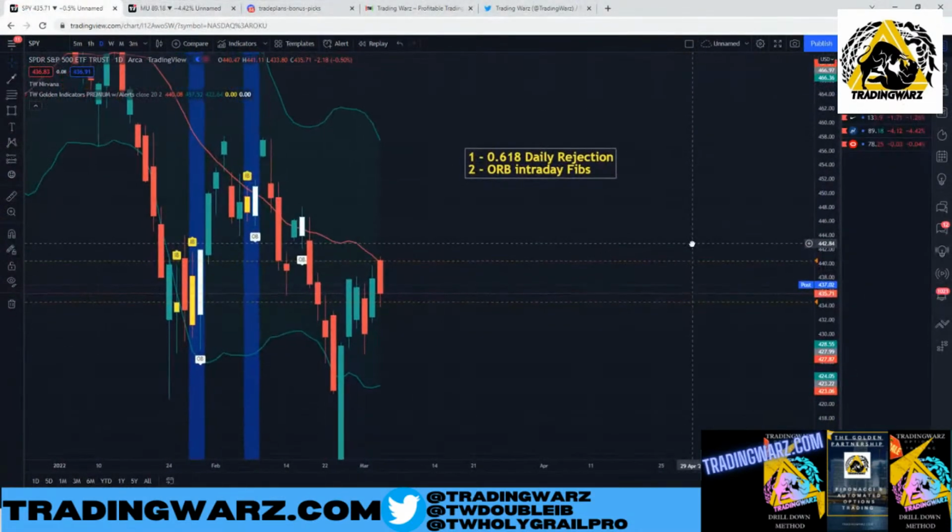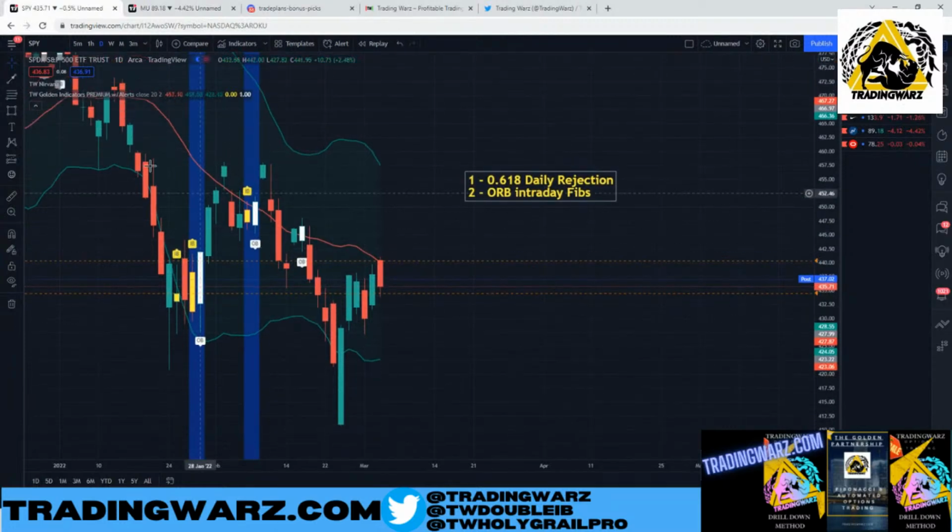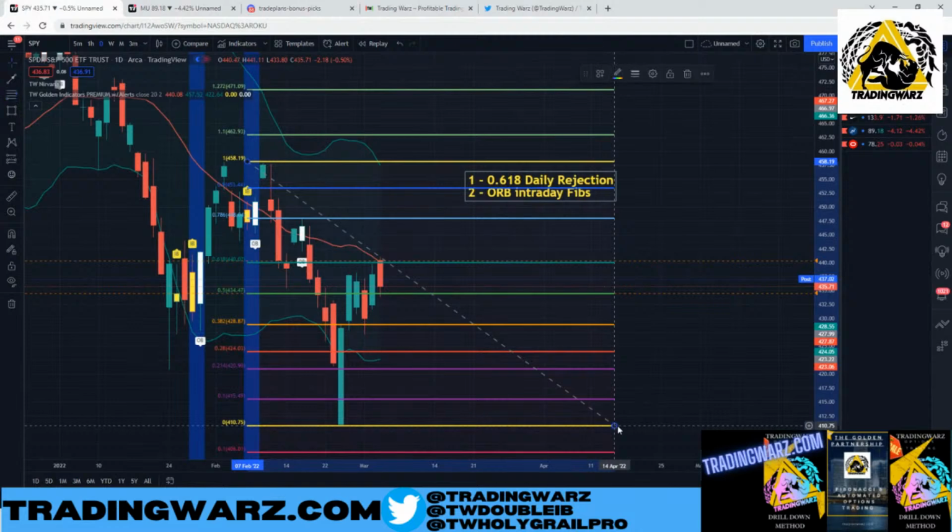We've been talking about the 618 from this previous swing high right up here. And we literally got the 618 today and we had a rejection. And that's why it's so important to have these bigger Fibonacci levels on your chart, because there's going to be some kind of reaction. I'm not saying it's going to be the end all be all and the market is going to crash, but it gives you an opportunity to play good levels.